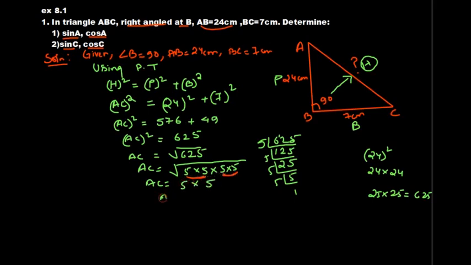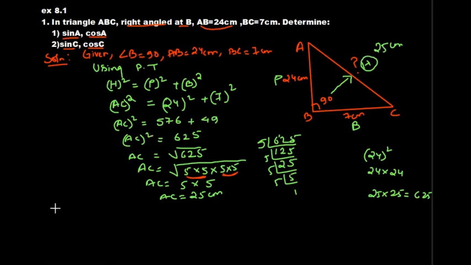So this AC will become what? AC will become 5 fives are 25 centimeter. So we got the value of hypotenuse as well as 25 centimeter. Firstly I told you that we need to have the length of all the sides. So now we have the length of all the sides. We have AB 24, BC 7, and AC we have found out it is 25. So now we can easily find out the demand of the question.